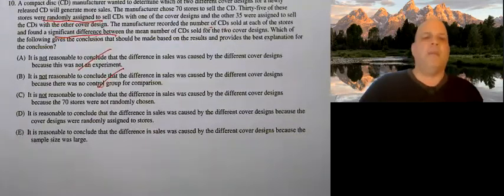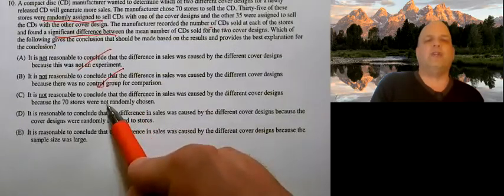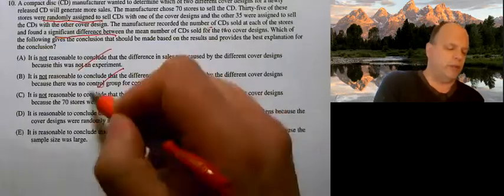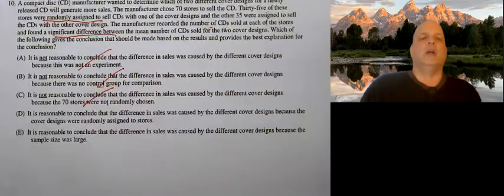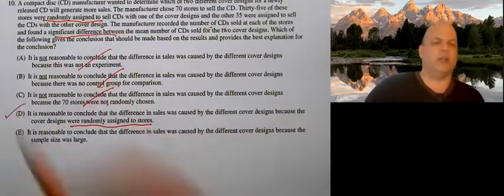It is not reasonable to conclude that the difference was caused by the different cover designs because the 70 stores were not randomly chosen. Doesn't matter about the 70 stores. It matters that we randomly assigned within the 70 stores. It is reasonable to conclude that the difference in sales was caused by the different cover designs because the cover designs were randomly assigned. This looks pretty good.